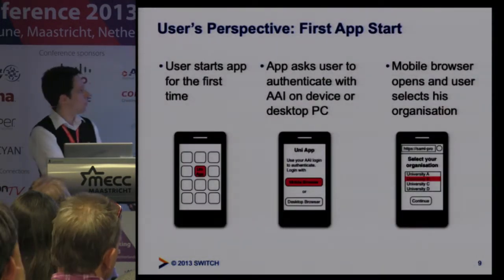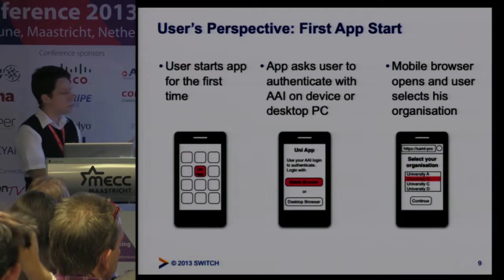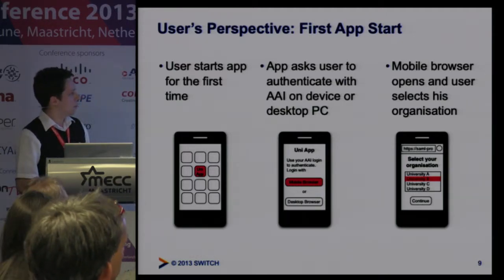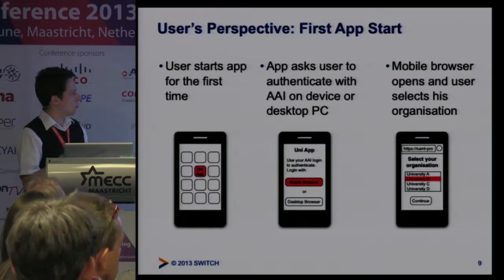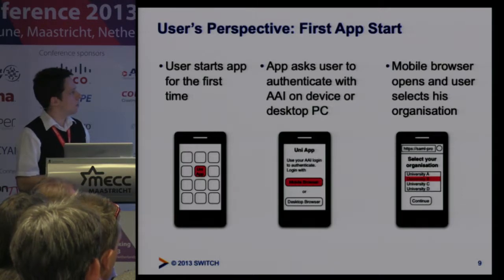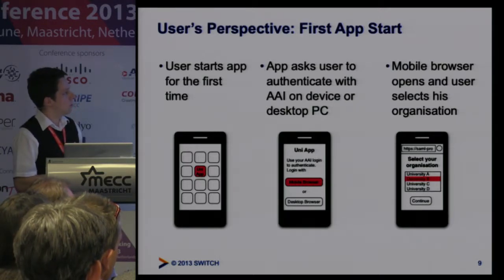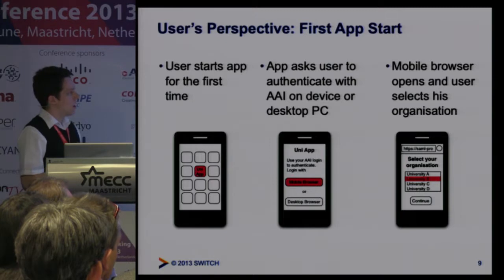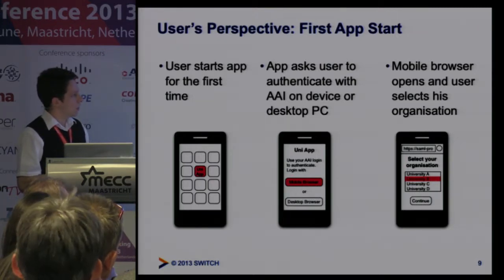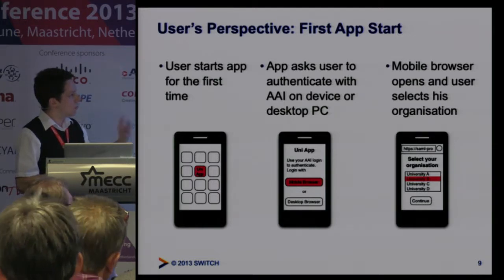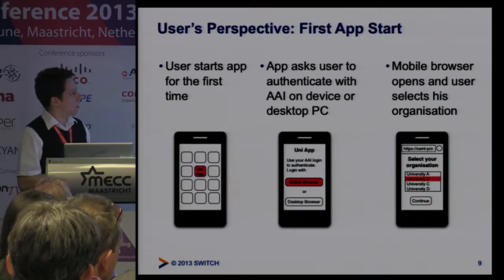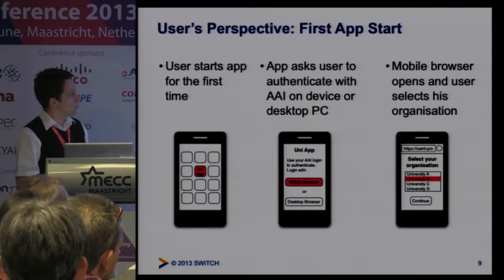So for the user, it looks like this. He has his smartphone, he has his apps. So he starts his app that was provided to him for e-learning purposes or for other things that are related with his studies. Then the first time he starts the app, he has to decide how he wants to authenticate. Usually he probably is using the mobile browser directly on the device itself. So if he clicks on that button, the mobile browser opens.